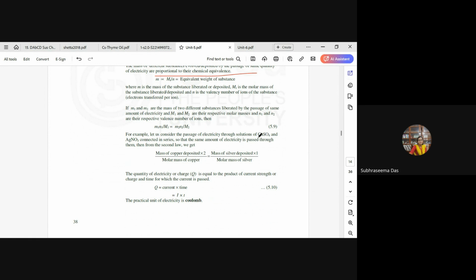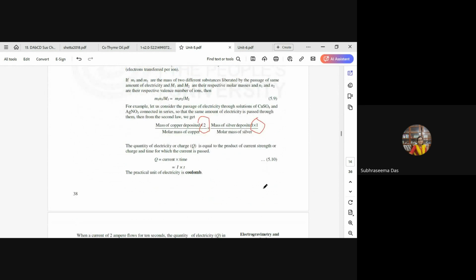For example, if we take copper sulfate and AgNO3, then from the second law the mass of the copper deposited by the molar mass of copper into 2 is equal to the mass of the silver deposited by the molar mass of silver, because 2 is multiplied looking at the valency of copper, and 1 is the valency of silver.